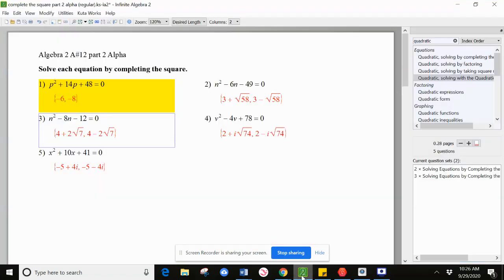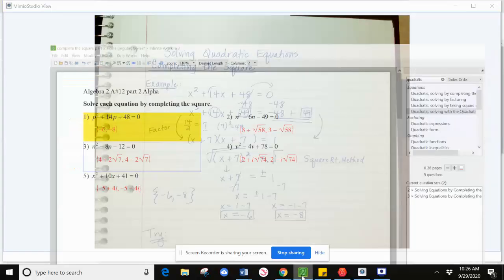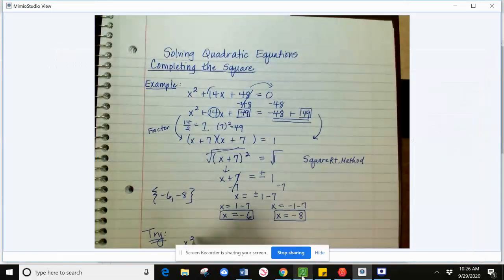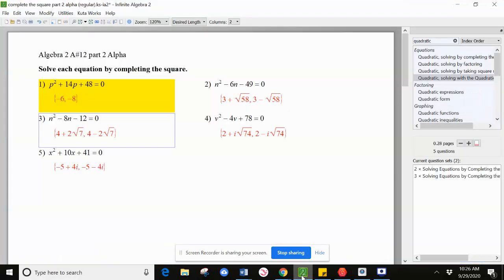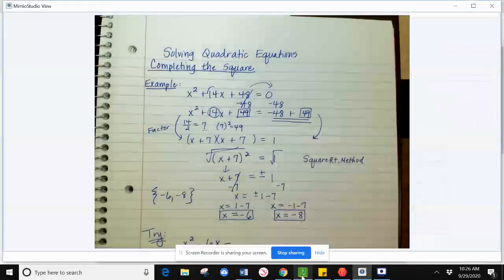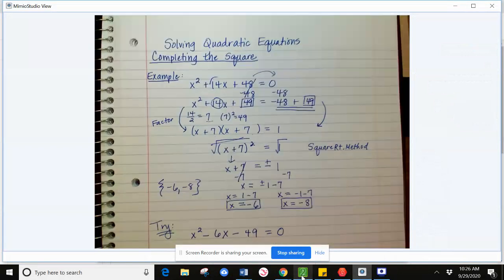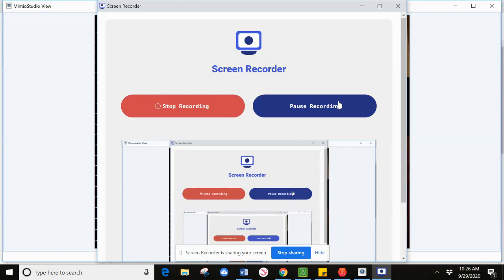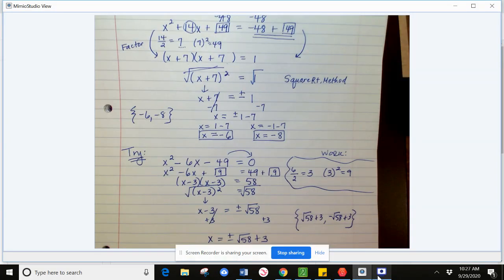And we want to try this one here, right? x squared minus 6x minus 49 equals 0. Okay, so I want you to pause the video, take a minute to solve that, and then we'll come back. All right, we're ready to see what happened to this equation.